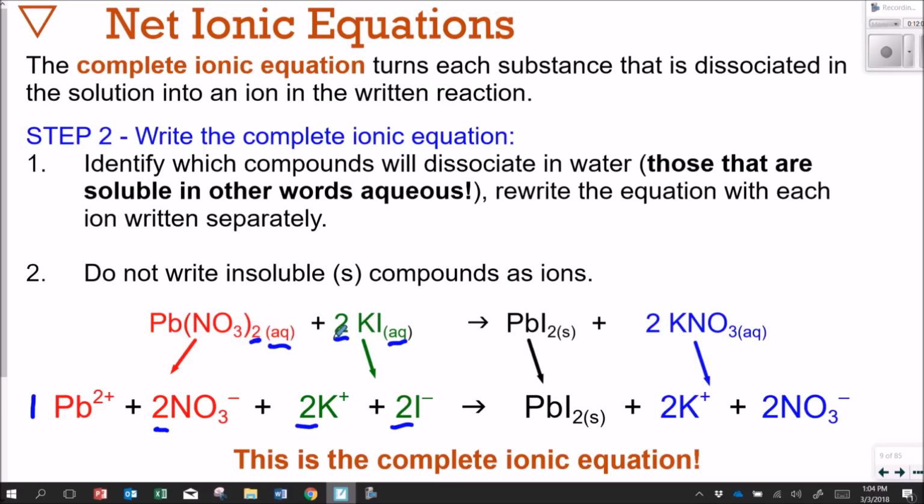Lead-2 iodide is solid, so it is insoluble, and I rewrite it just like it is because it will not dissociate. Potassium nitrate is also aqueous, so it will dissociate, and we will form 2 moles of potassium ions and 2 moles of nitrate ions because I have a coefficient of 2 here. And this is the complete ionic equation.